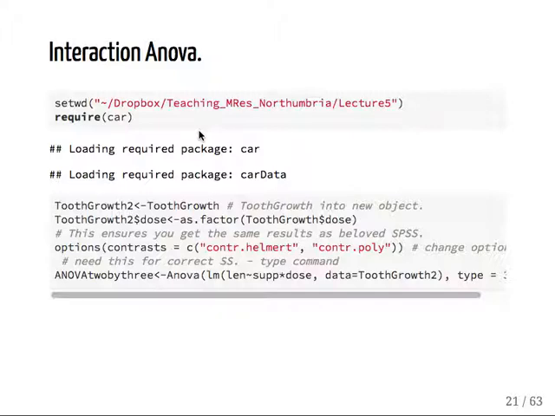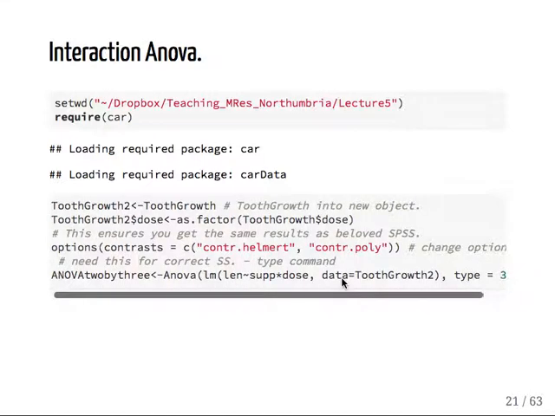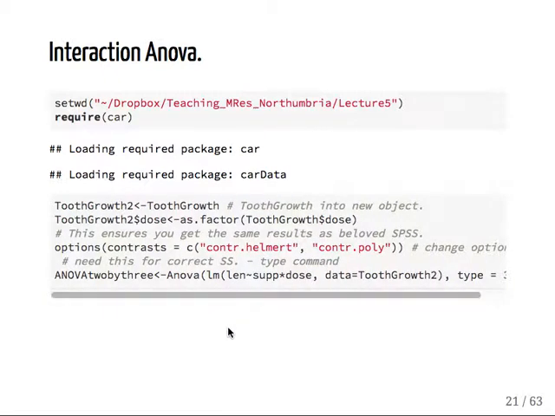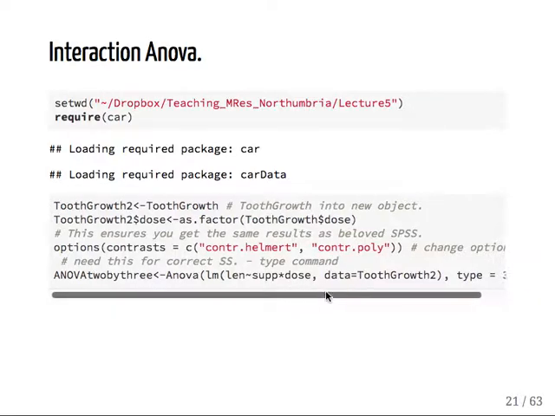So this is how I loaded this ToothGrowth dataset. I load car because I need this for this Anova command, this capital Anova command. And then if I want to get the same results as SPSS, I have to set these types of contrasts because it changes the options. And then this is how we would do our 2x3 Anova, because we have 3 levels of dose and 2 ways in which it's supplemented, via ascorbic acid or via vitamin C. So this is just a linear model. This is the Anova in front of it, which will build this F table. And then we just have to tell it also that it needs to use type 3 errors.